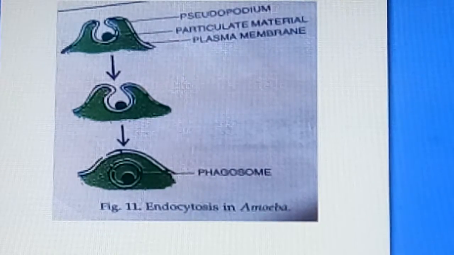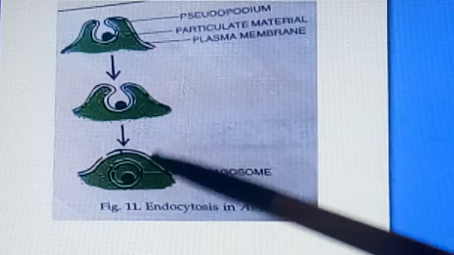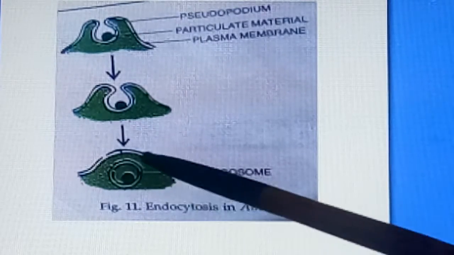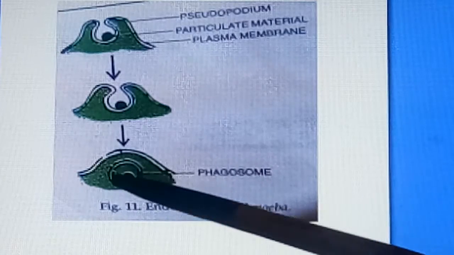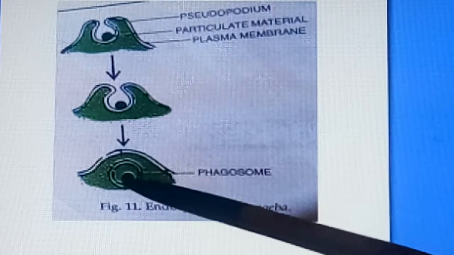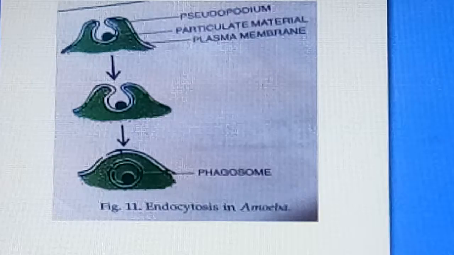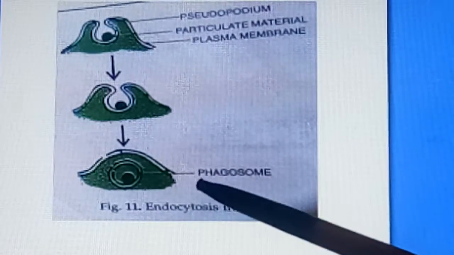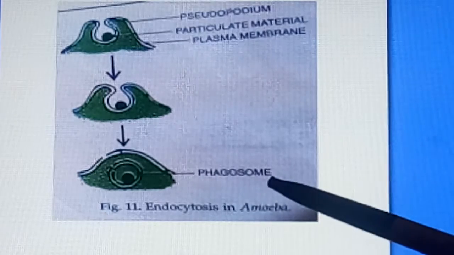That structure is called a vacuole. This is a single membranous structure. When the destructive enzymes are released inside that vacuole, they act on that particular material. Here the name phagosome has been given. Phagosome is also called a vacuole.